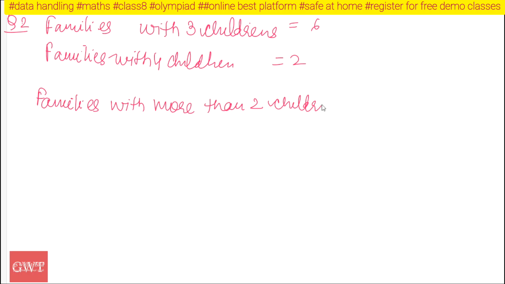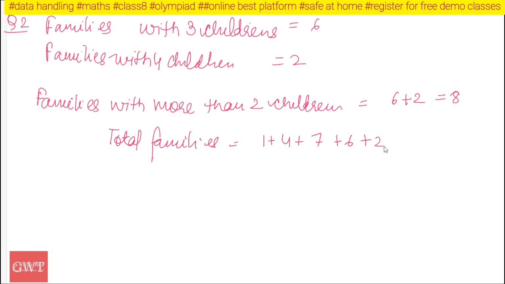So what will I write? I will write 6 plus 2. What will I get? 8. Now see, total families are how much? 1 plus 4 plus 7 plus 6 plus 2. So what do I get? 20. So my percentage will be 8 upon 20 into 100, because that much, 8, we calculated, and the total is 20. So what will I get?